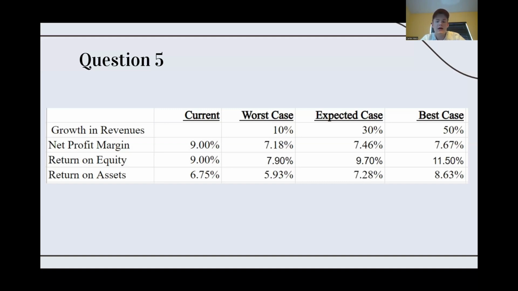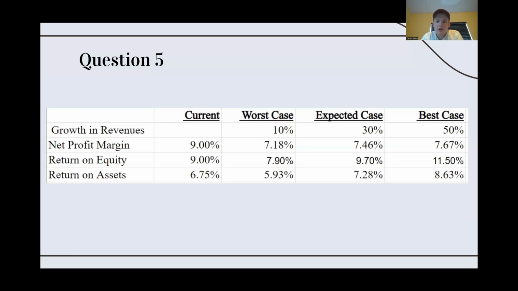This is because at a certain point in between the 10% and the 30% growth in revenues, it does get the current value. So anything above that said percentage in between the 10 and 30% will be greater than the current scenario.